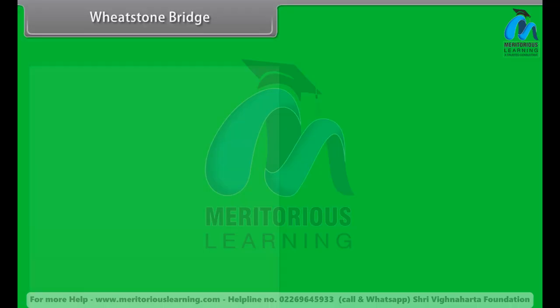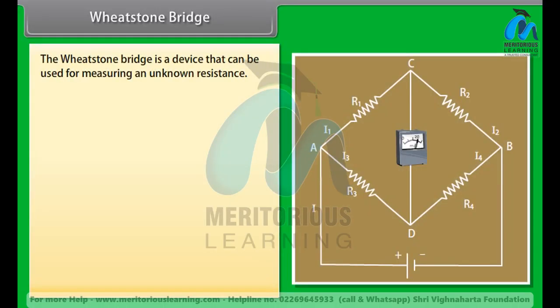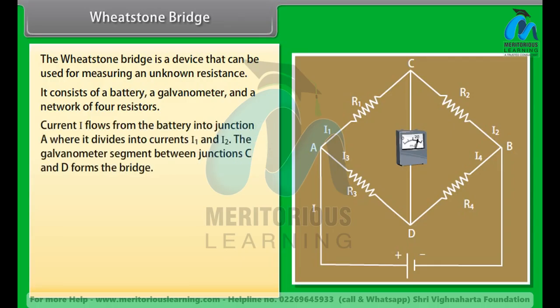Wheatstone Bridge. The Wheatstone Bridge is a device that can be used for measuring an unknown resistance. It consists of a battery, a galvanometer, and a network of 4 resistors. Current I flows from the battery into junction A, where it divides into currents I1 and I2. The galvanometer segment between junctions C and D forms the bridge.